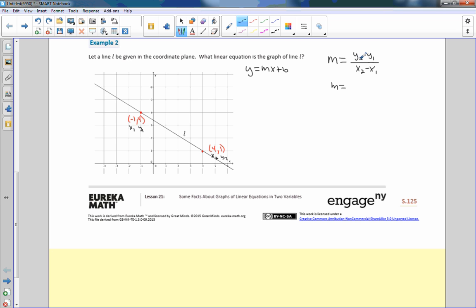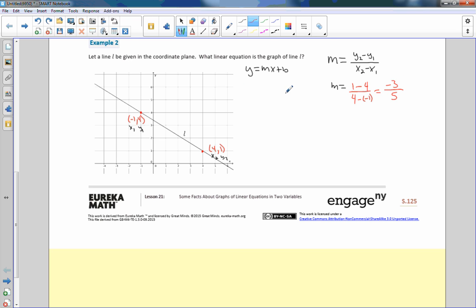So I want my y from my second point, which is 1, minus my y from my first point, which was 4. So it's 1 minus 4 divided by x from my second point is 4. X from my first point is minus a negative 1, so be careful with that. 1 minus 4 is negative 3. 4 minus a negative 1 is 4 plus 1, which is 5. So my slope is negative 3/5.